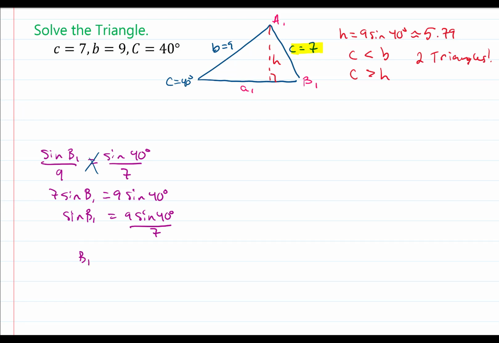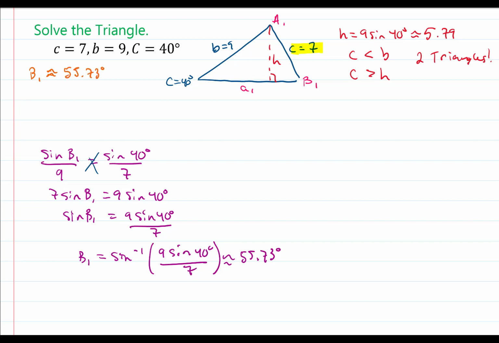And so what I get is B sub 1 is equal to the inverse sine of this expression, 9 times sine of 40 degrees over 7. I'm now going to use my calculator to evaluate the approximation for this. And the approximation for this expression, inverse sine of 9 times sine of 40 degrees divided by 7, is about 55.73 degrees. So up here I'm going to put the values of all my unknown angles and side. So we have B sub 1 is approximately 55.73 degrees.